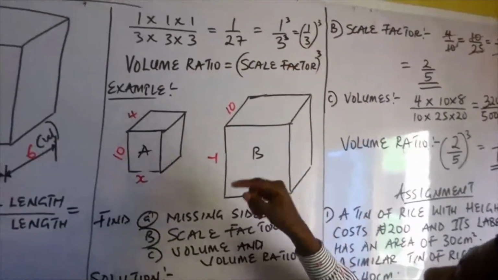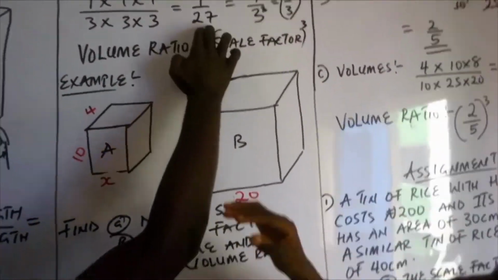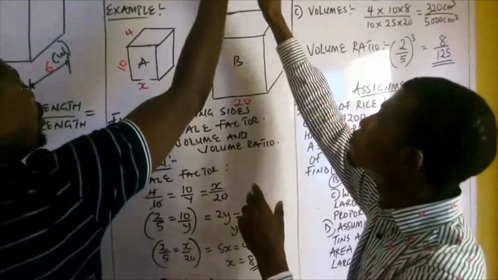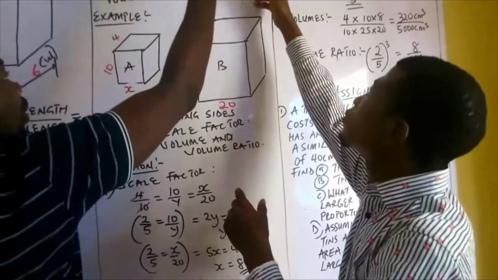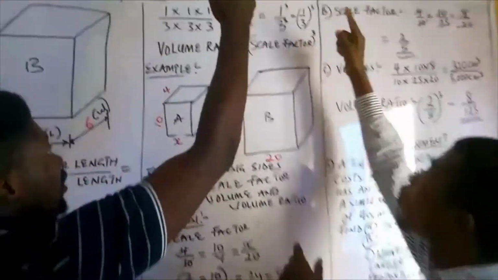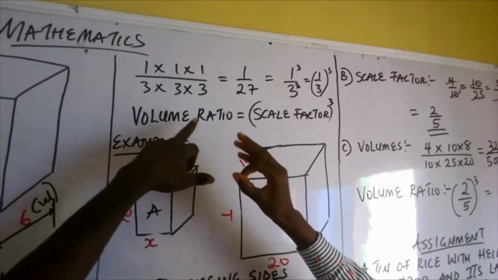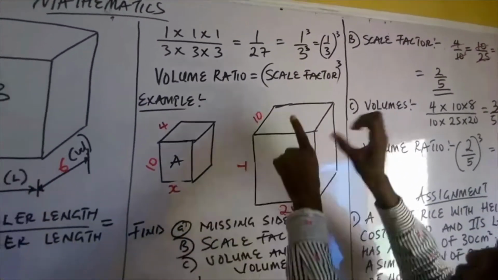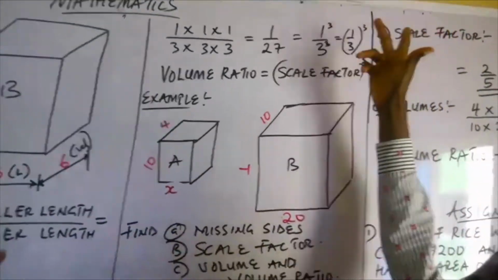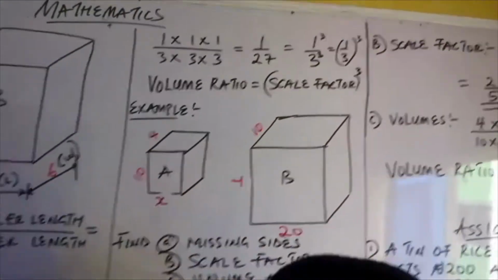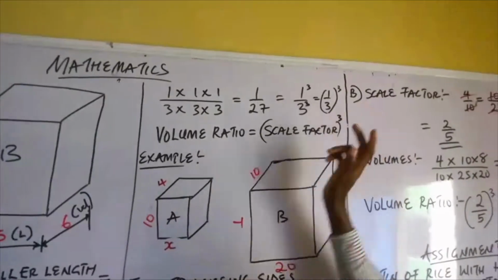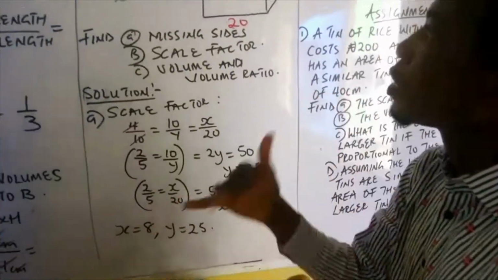Now, if we find the cube root of this, it is the same thing as 1 cubed over 3 cubed, which is 1 over 3 in brackets, cubed. That tells us that the volume ratio is simply the cube of the scale factor. So, that is that. Now, let's look at a practical example.